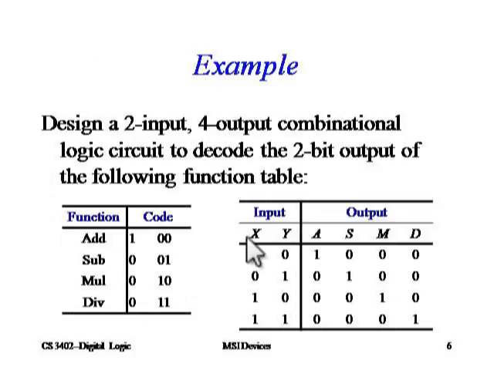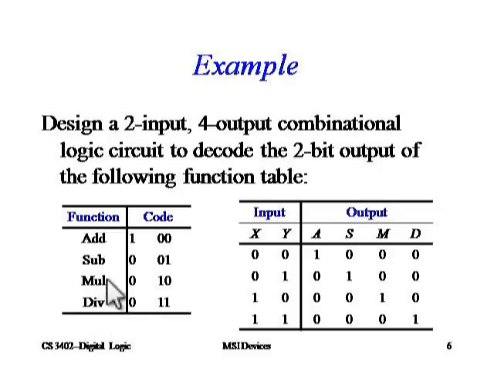Now let us see one practical example of a decoder. What we are given here is a function table and its corresponding code. We want to select the function from these 4, that is add, subtract, multiply and divide. So whenever we have the code 0 0, I want addition to be performed. When it is 0 1, I want subtraction to be performed. 1 0, then multiplication, and 1 1, then division.